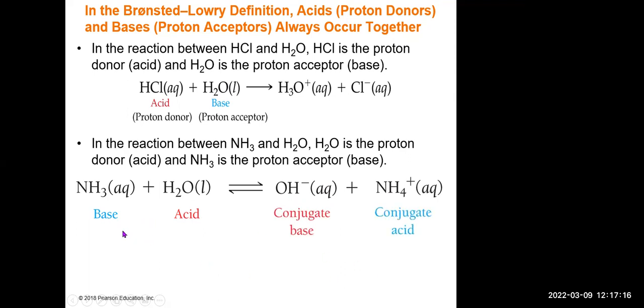And also the last equation shows that if you have a base, the base will produce the conjugate acid. So this is the base NH3. If the base accepts the H plus, then the product becomes the conjugate acid. Vice versa, if something is an acid and it donates the H plus, then it turns into the conjugate base. So we say those are the conjugate pairs: base and conjugate acid, acid and conjugate base.